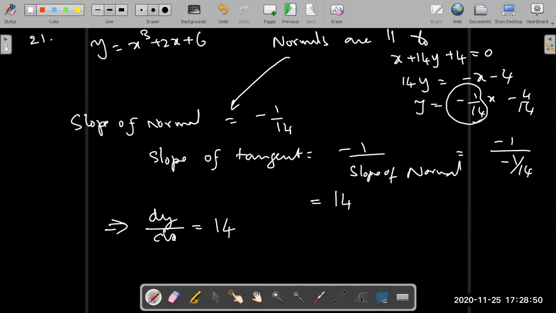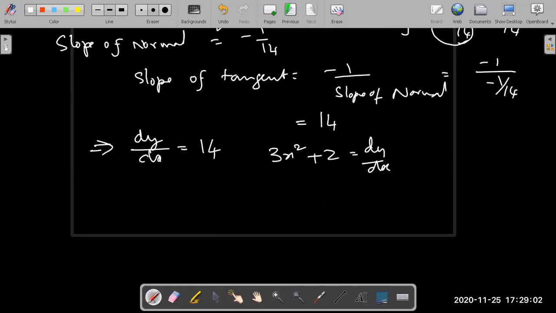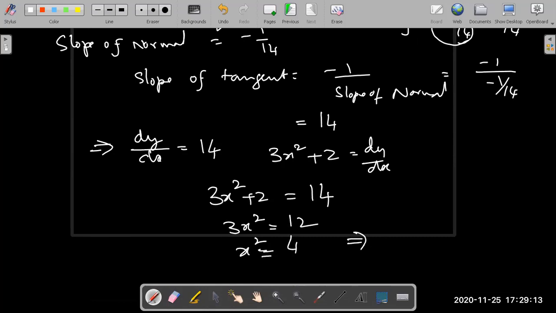So we now do the dy by dx. It is 3x squared plus 2. This dy by dx should be equal to 14. So 3x squared plus 2 equal to 14. So 3x squared equal to 12. x squared equal to 4. That implies x equal to plus or minus 2.